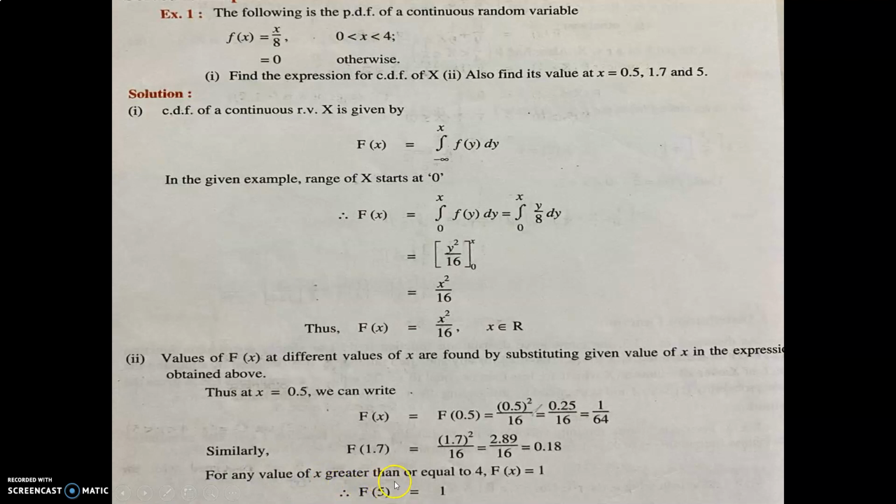For any value of x greater than or equal to 4, here 0 less than x less than 4 is given. The values below 0 give 0, and the function between 0 and 4 is x upon 8. For the other values, we will get capital F of x is equal to 1, since the total probability will be 1. So F of 5 is equal to 1. That's the answer for this question.